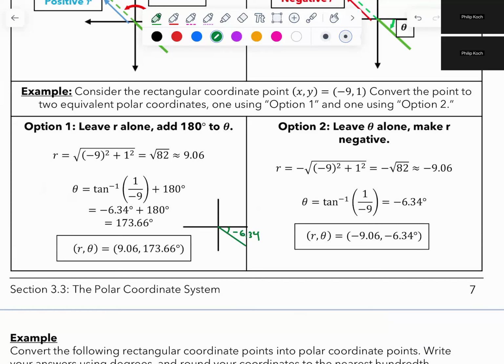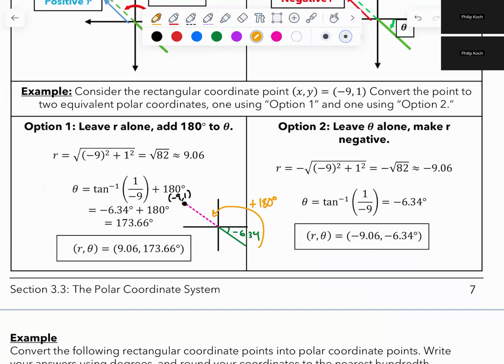So that's negative 6.34 degrees. And we want to go over to here where the point -9, 1 actually is. So we'll add pi, we'll add 180 degrees. Or we can just leave the theta alone, keep it at negative 6.34 degrees, and then just make r negative and go backwards. Is that okay? Any questions on that?